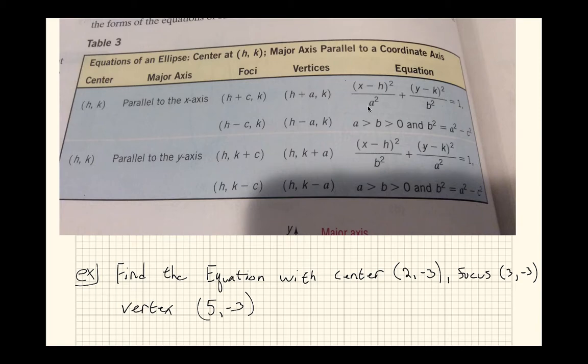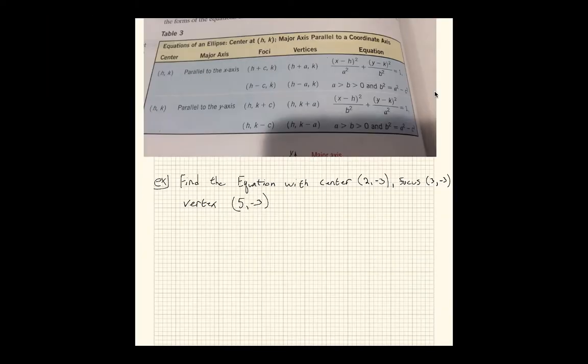The only thing that's going to change, and this is kind of similar to how parabolas and circles worked, is we're going to have a center at (h, k). So it'd be X minus your X coordinate, Y minus your Y coordinate. All right, so let's go ahead and take a look at our first example.